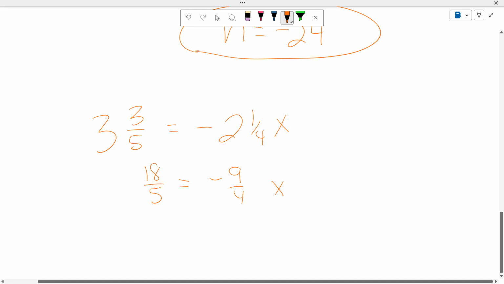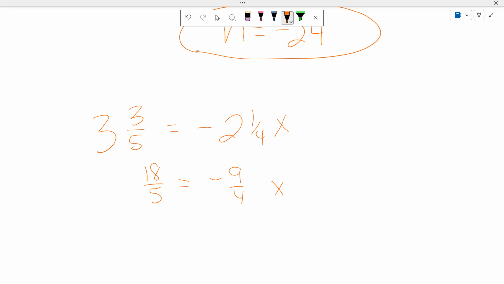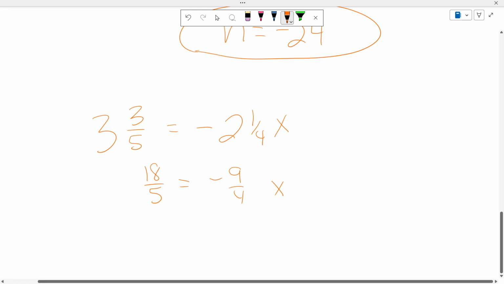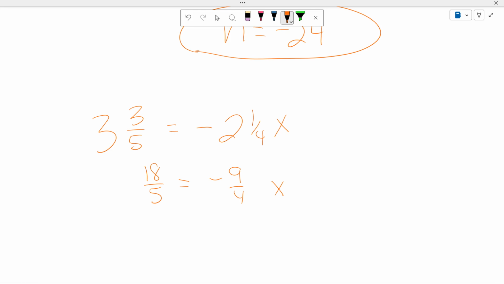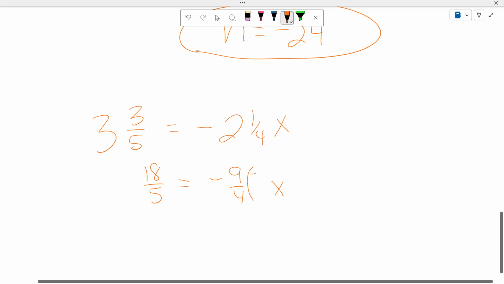If I want to get x alone, which reciprocal am I going to multiply by? The reciprocal of 18/5 or the reciprocal of 9/4? Which reciprocal am I going to use? The 9/4. What's the reciprocal of 9/4? Negative 4/9. So I'm going to multiply this side by negative 4 over 9, because that was the reciprocal.